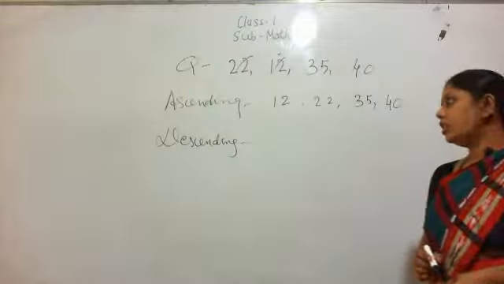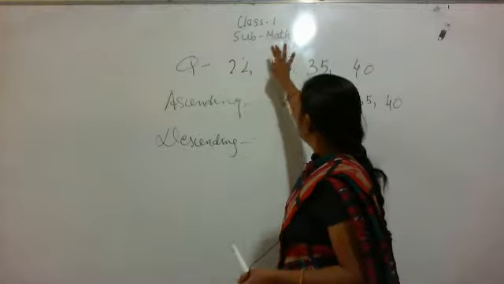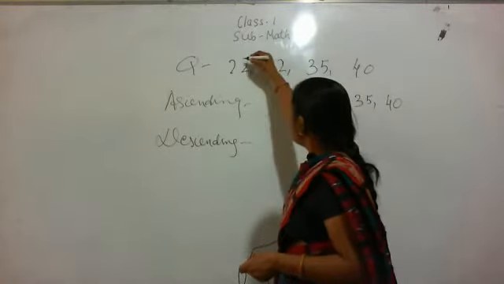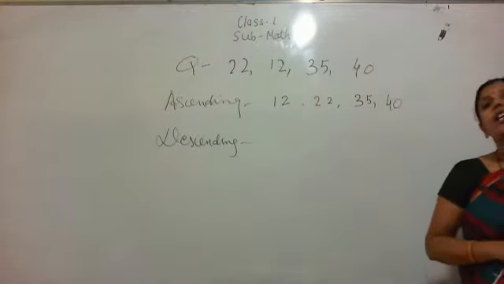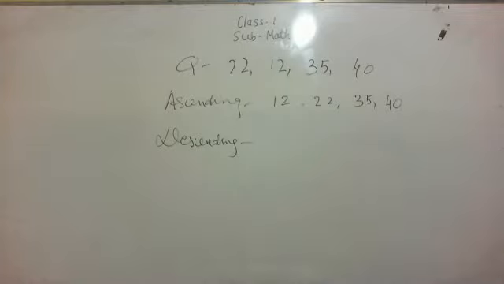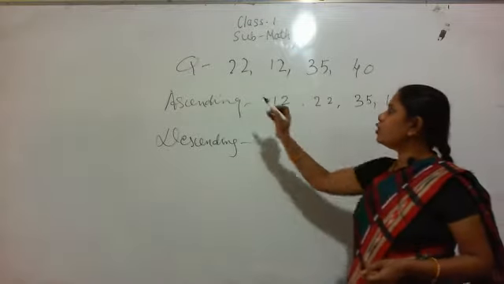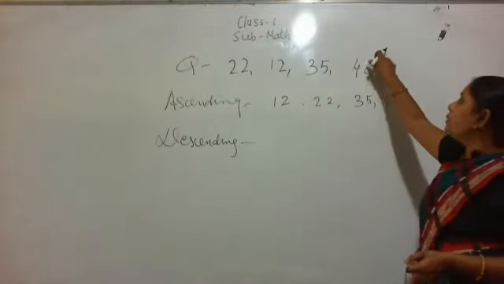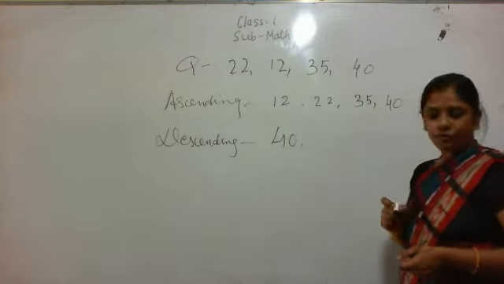Now the same question, we have to arrange these numbers in descending order also. In descending order, we arrange the numbers from largest to smallest. So identify the largest number. Which is the largest number among these numbers? 40 is the largest. The biggest number is 40. So write here 40.